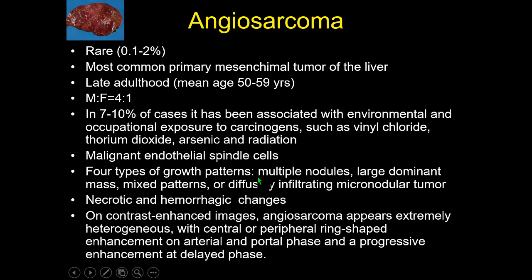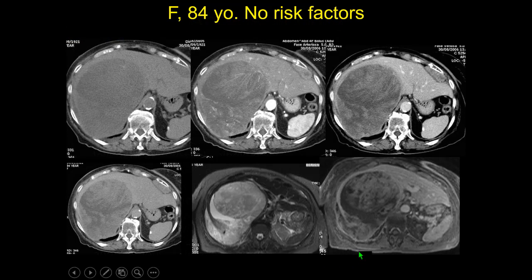And we have 4 types of growth pattern. It can be multiple, a large dominant, a mixed pattern, so a large with multiple satellites, or a diffuse infiltrating micronodular tumor. As with all the sarcomas, we can see necrotic and hemorrhagic changes. Whenever we see sarcoma, look for the hemorrhage, not only for angiosarcoma. The lesion is inhomogeneous, heterogeneous, with central peripheral ring-shaped enhancement on arterial and portal phase and progressive enhancement at the late phase. So don't misdiagnose it as hemangioma, but with this large lesion, with the inhomogeneous appearance.